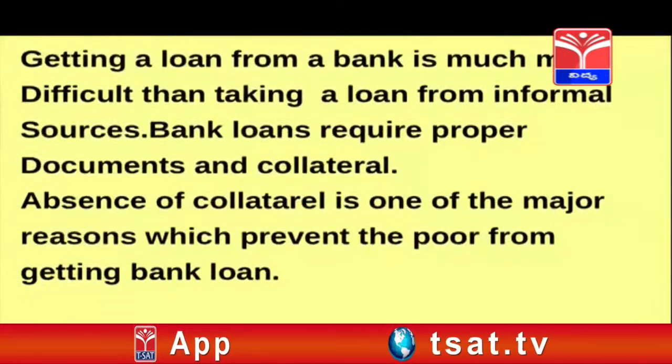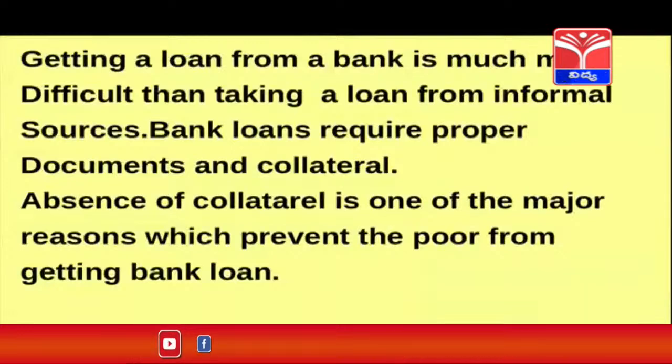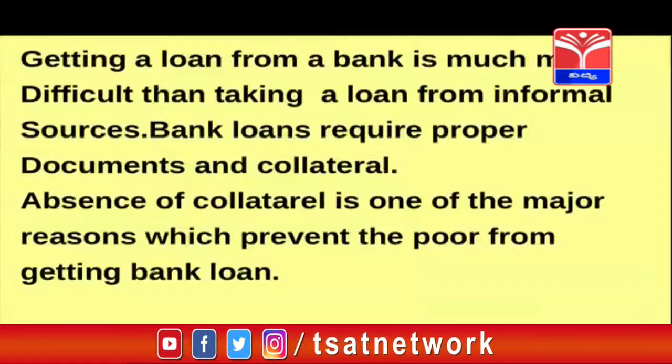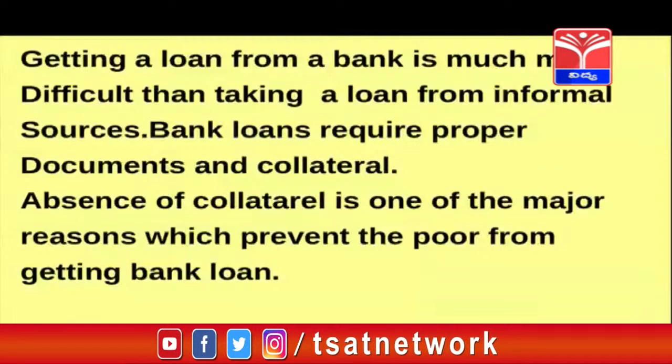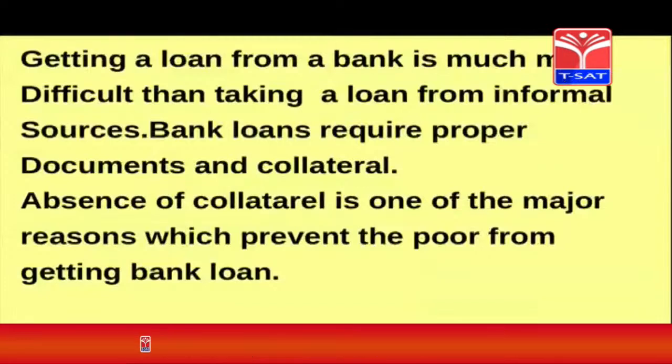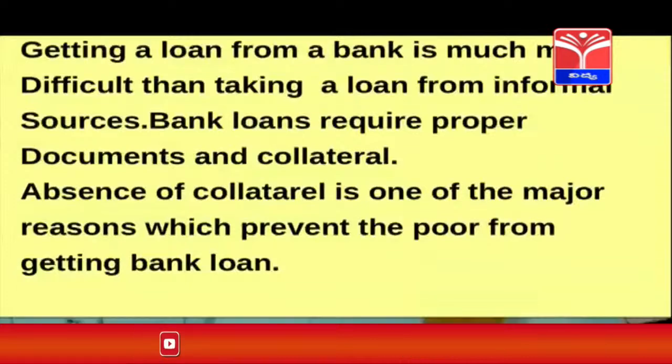Getting a loan from a bank is much more difficult than taking a loan from informal sources. Bank loans require proper documents and collateral. Absence of collateral is one of the major reasons which prevent the poor from getting bank loans. In the previous class we discussed collateral securities. If the person is unable to provide collateral security, they cannot access the bank loan. It's very difficult to get a loan from the bank if you do not have collateral security.